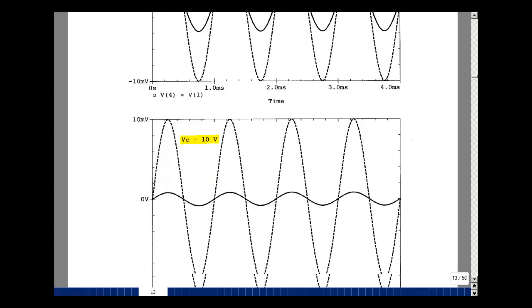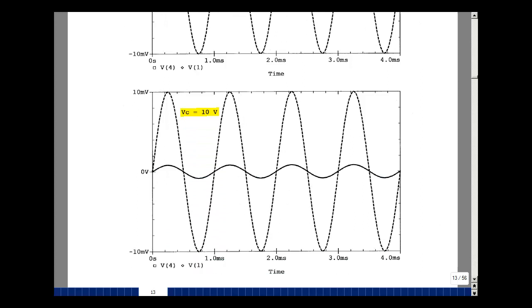And you can again see that my input is still the same, 10 millivolts peak, 20 millivolts peak to peak. And you can see now my output's a lot smaller. As I changed that voltage, I was changing the voltage division in the circuit. Take a look at hand calculating these results.